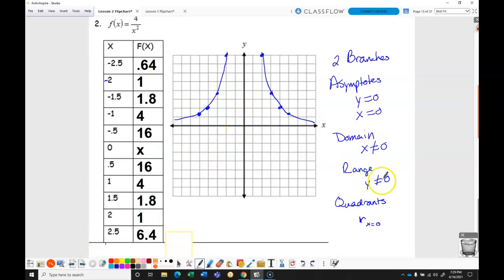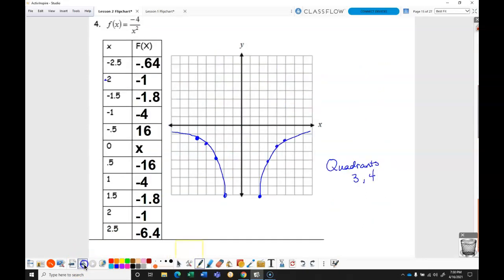I screwed up the range on this one, guys. I am so sorry. I hope you were yelling at me the whole time I did that. I screwed up the range. We don't have negative y values here. We only have positive y values. The y is greater than 0. That was on the equation 4 over x squared. We'll get it right on the summary page, I promise.